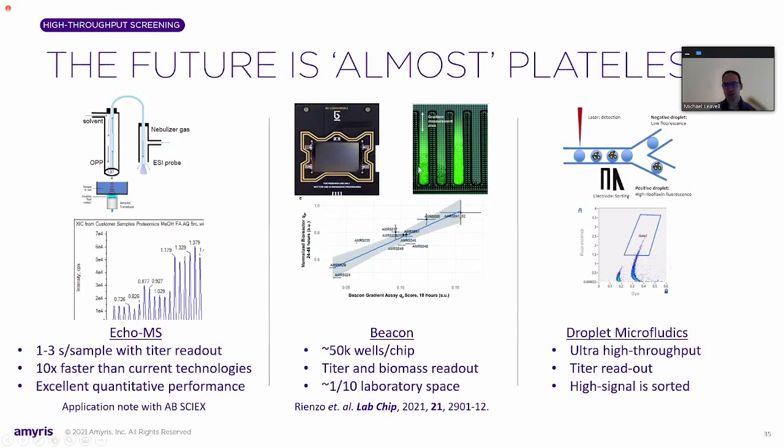And so these other two technologies, one is called the beacon and the other is traditional droplet microfluidics. We've investigated each of these to see how our strains perform in these. So the beacon is an instrument that's produced by Berkeley Lights. They're also in the San Francisco Bay Area. And what this instrument allows us to do is to culture our yeast on a chip.